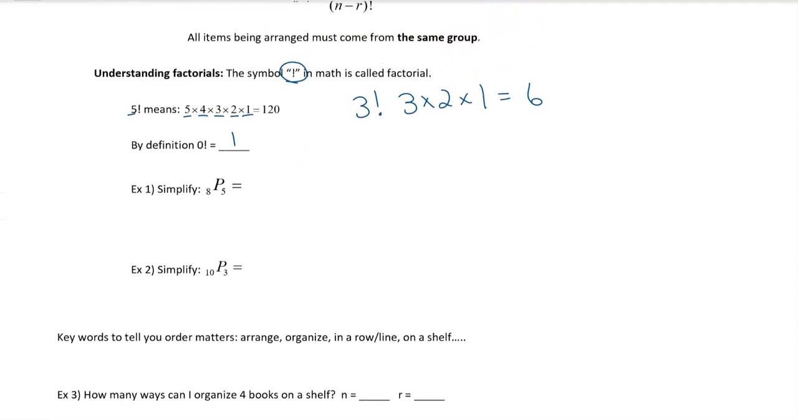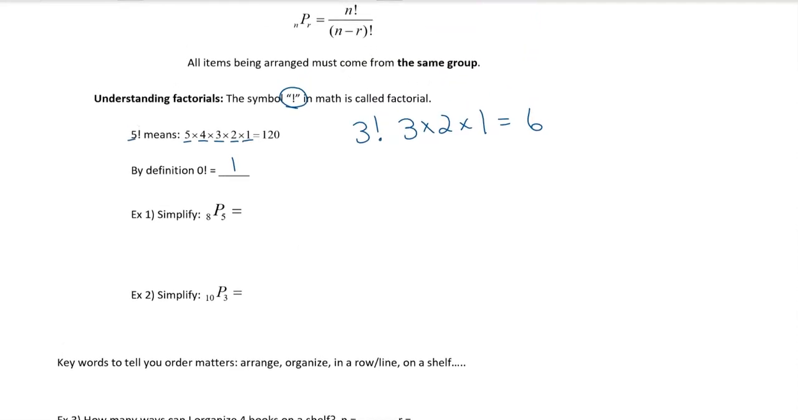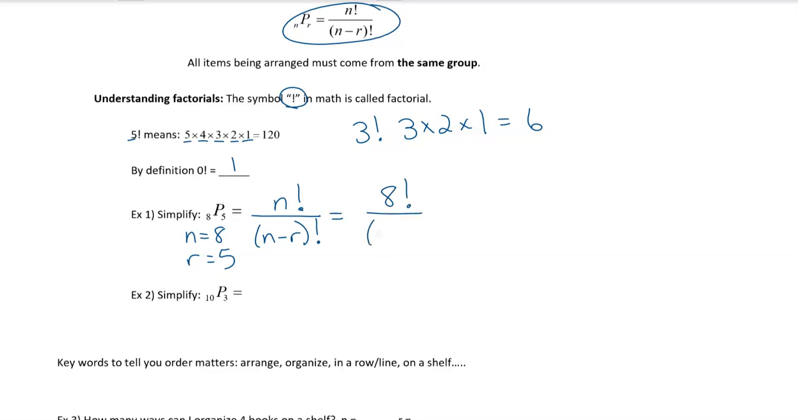So the first thing we're going to do is we're going to practice simplifying this. So if we have 8P5, that means n is equal to 8 and r is equal to 5. We have 8 items and we're going to arrange 5 of them. So using the formula from above, we're going to put n factorial over n minus r factorial. So that would be 8 factorial divided by 8 minus 5 factorial, which is 8 factorial divided by 3 factorial. Doesn't look like a 3. Let's fix that.